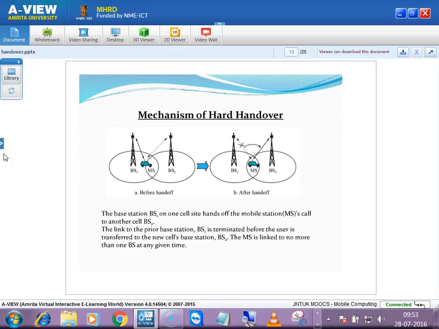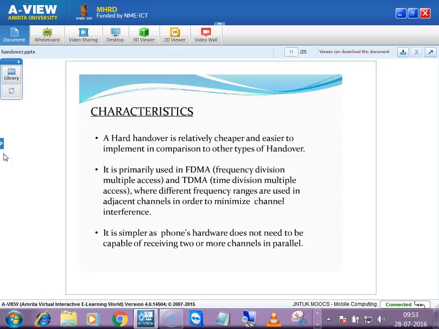The base station on one cell side hands off the mobile station calls to another base station. This is the link to the prior base station. Base station 1 is terminated. See, suppose maybe he is here and he is moving near to that. So it will be terminated with this and it will be connected to the same thing I explained. No need of explaining this again. Okay, let me go with the next slide.